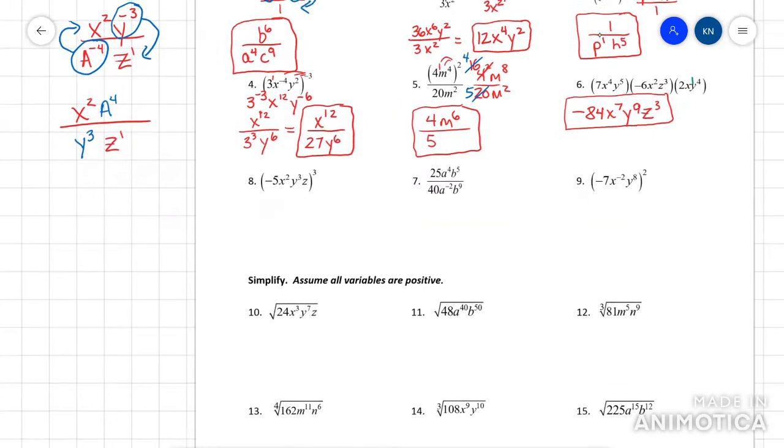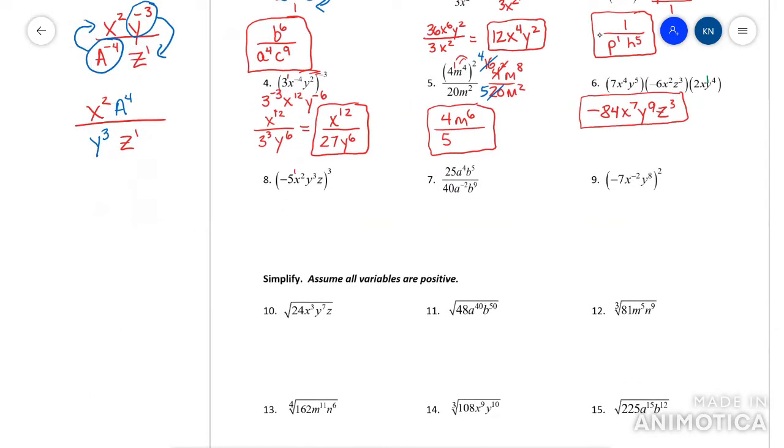Okay, this next one is a power to a power. So I'm going to be multiplying these exponents. So it's going to turn into -5 cubed x^6 y^9 z^3. And then I would just do the -5 cubed, which is -125. Like that.